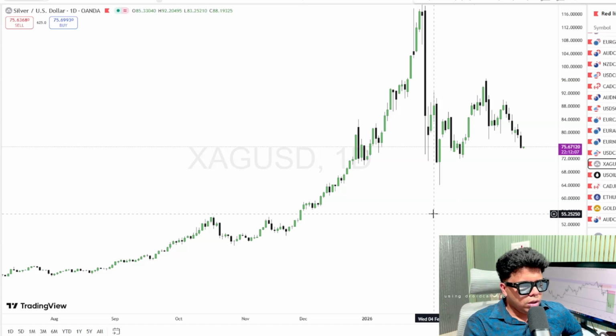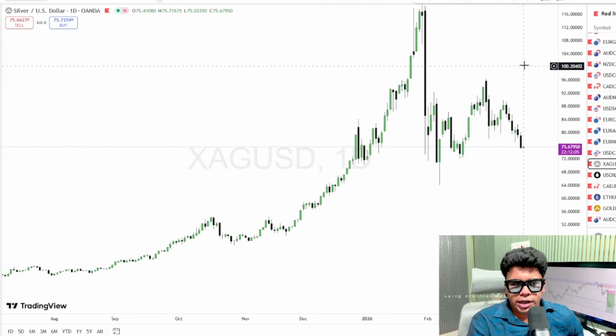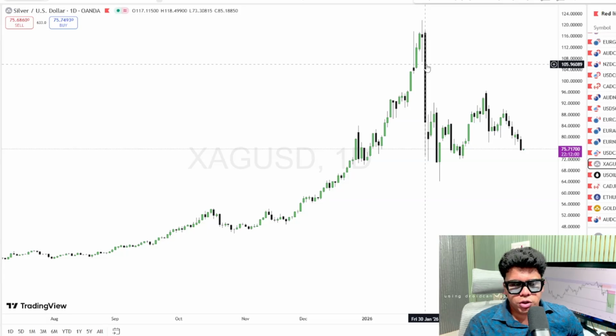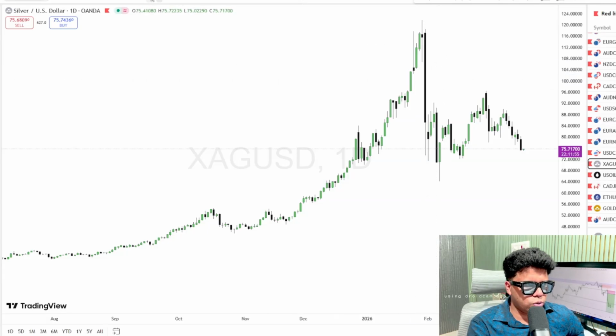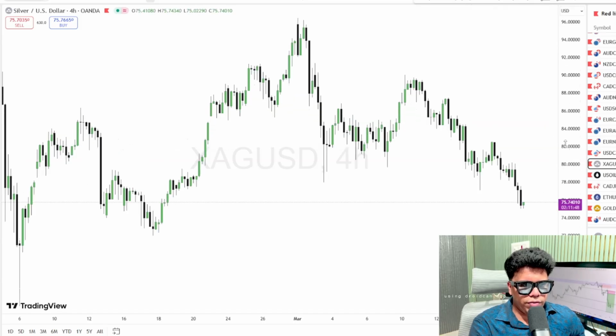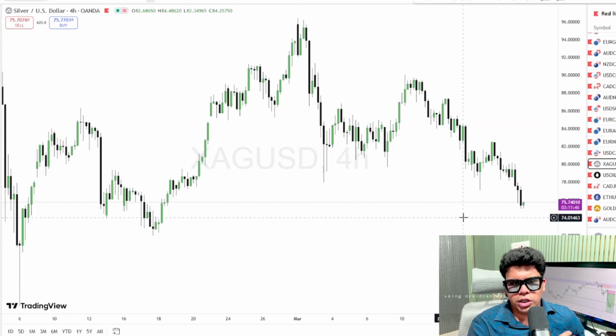Anyway, the daily time frame is also a higher time frame. In the daily time frame's anatomy, a candle is created by taking 24 hours. Next, we are going to the medium time frame. The 4-hour time frame is going to be a medium time frame. In the 4-hour time frame, a candle is created by taking just 4 hours.